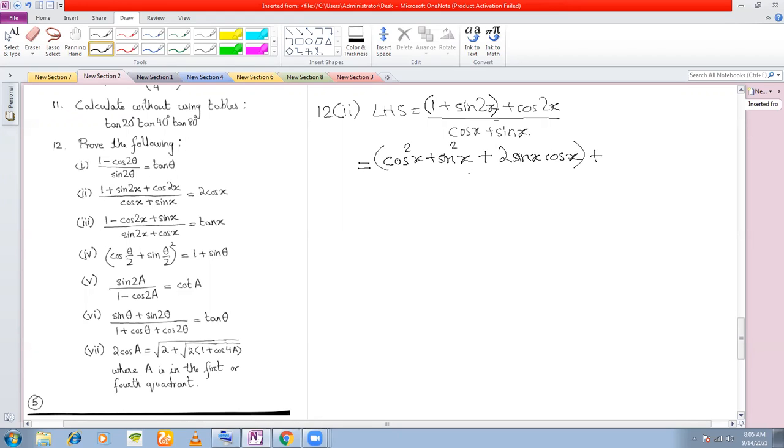And cos 2x, the multiple angle formula for cos 2x is cos square x minus sin square x. In fact, there are other forms also, like 1 minus 2 sin square x and 2 cos square x minus 1. But we'll use cos square x minus sin square x. Why? Because if you see the first part, cos square x plus sin square x plus 2 sin x cos x, this becomes (cos x plus sin x) whole square. And cos square x minus sin square x can be factorized as (cos x plus sin x) into (cos x minus sin x). And the denominator you keep as it is.